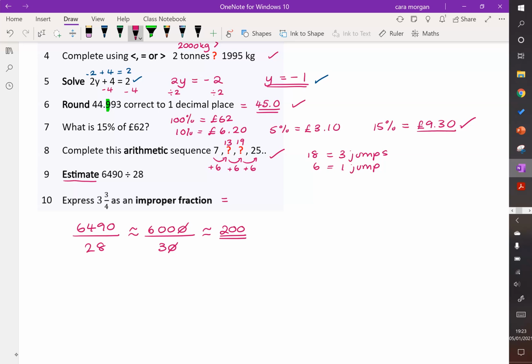Okay, the last one is an improper fraction. Well, I know there's 4 quarters in each one whole. So in 3 wholes, there would be 12 quarters, but I've got another 3 quarters to add to that. I believe that is 15 over 4.